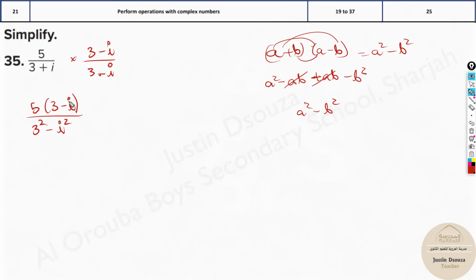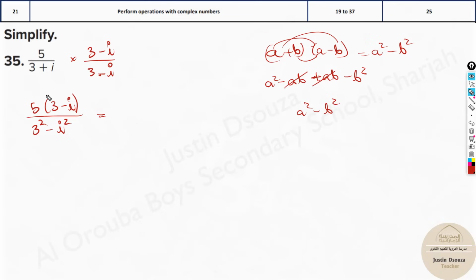Now at the left side, what happens? Why do we do this in the first place? Why do we multiply and divide by the conjugate? Now when we use this rule over here, this i squared is dissolved. The imaginary part is gone. Only in the numerator we have imaginary. In the denominator it will be a number now.